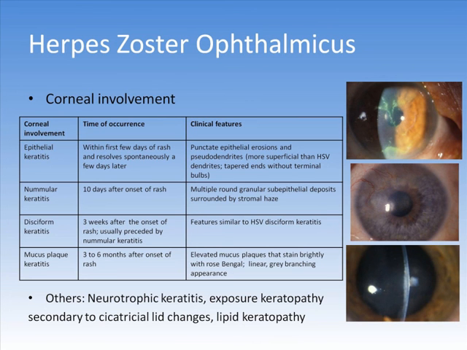Lastly, mucus plug keratitis may occur 3 to 6 months after the onset of rash. There may be elevated mucus plugs that stain brightly with rose bengal. They usually have a linear grey branching appearance. Other complications include neurotrophic keratitis, exposure keratopathy secondary to cicatricial lid changes, and lipid keratopathy.